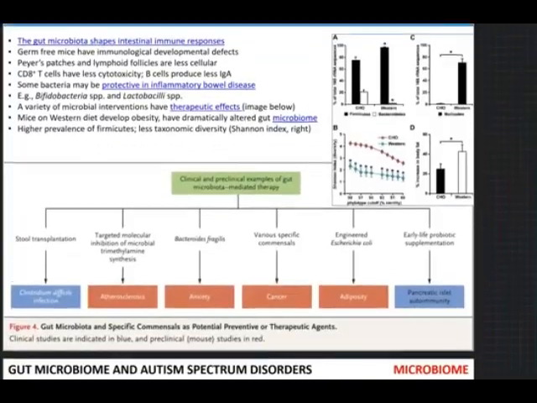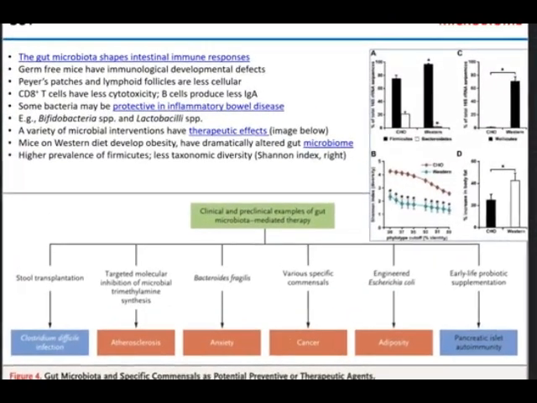Now let's get to the gut. Honestly, studying the microbiome of the gut is a bit challenging because we only know 1,500 species. How many species of bacteria that are living there are unknown? No idea. Okay? What we do know, first of all, is that the microbiome of the gut shapes the immune responses.